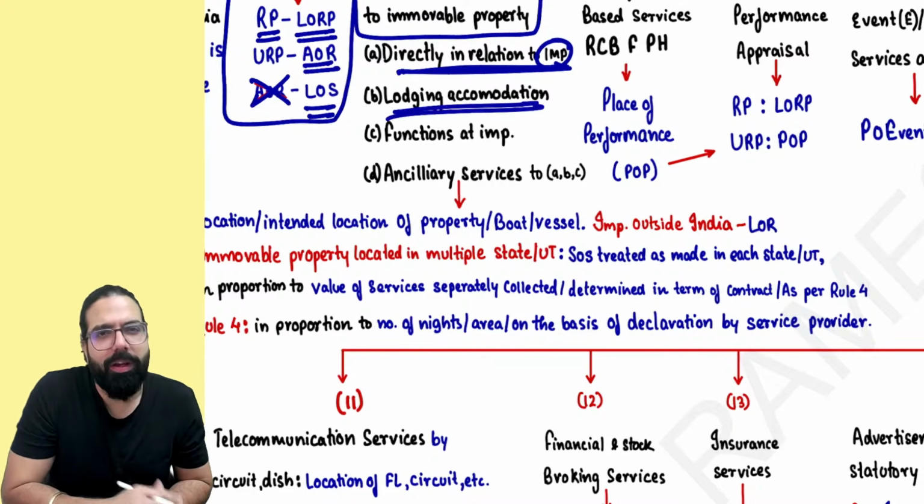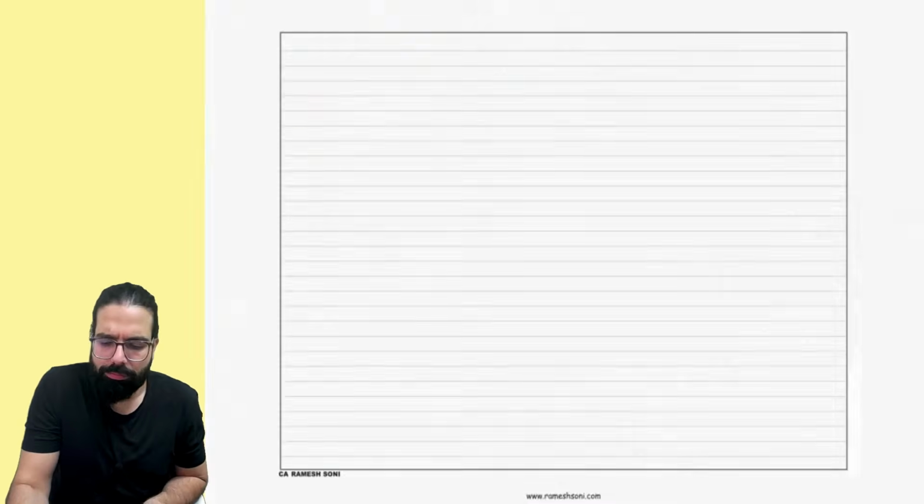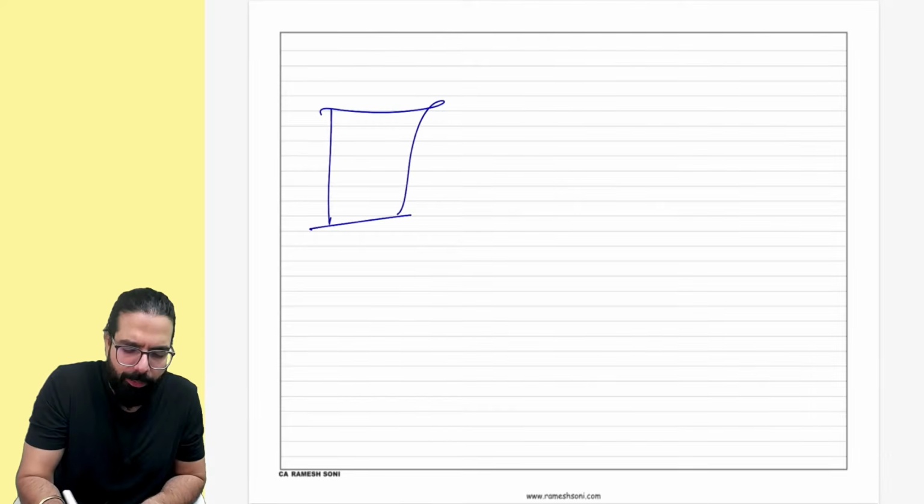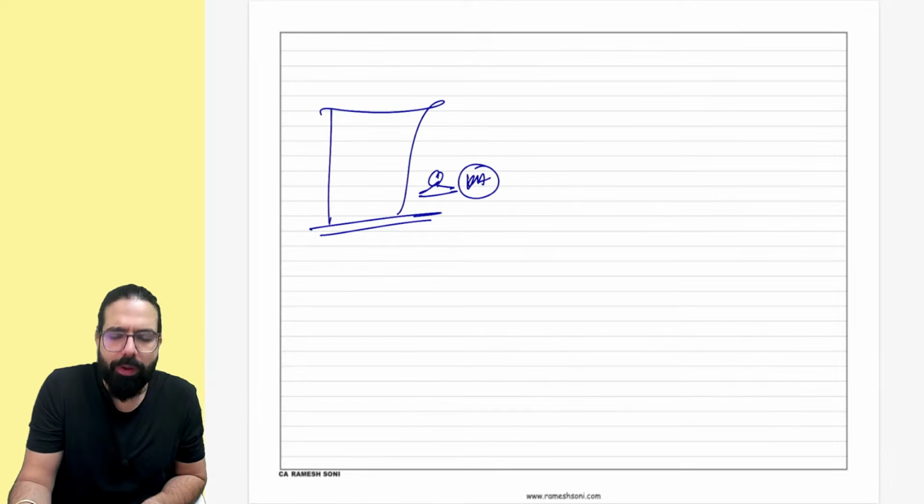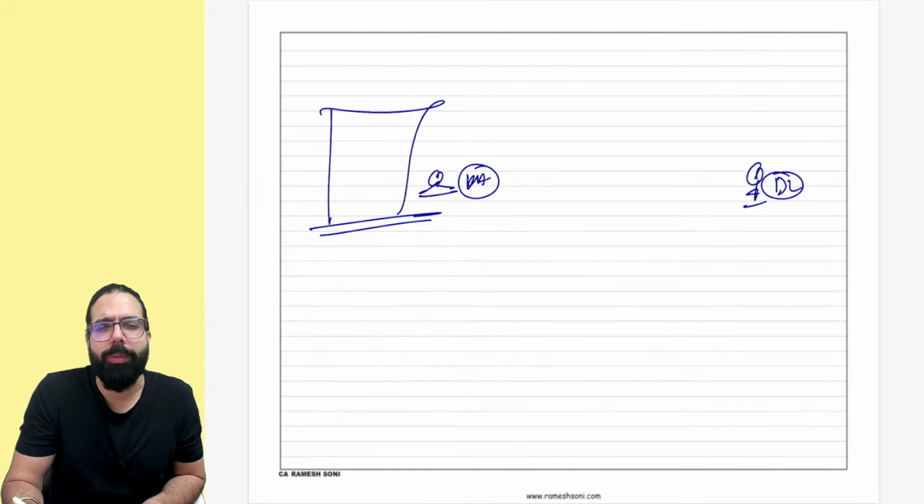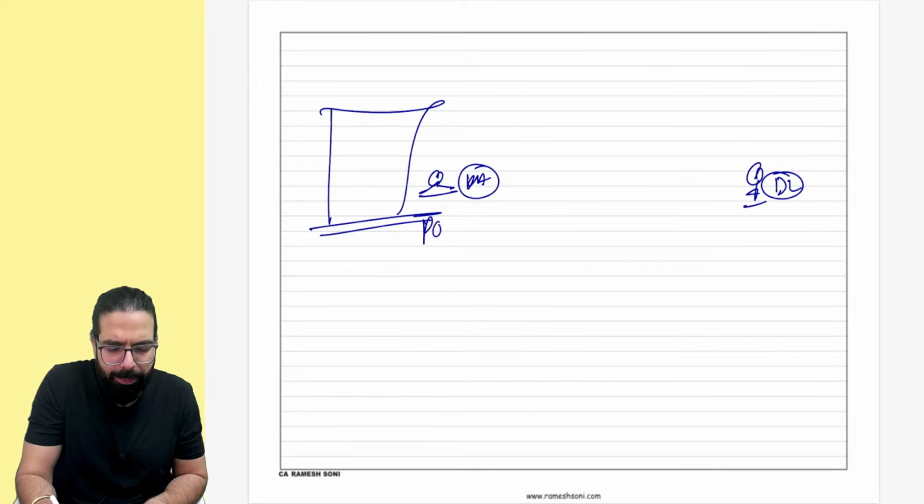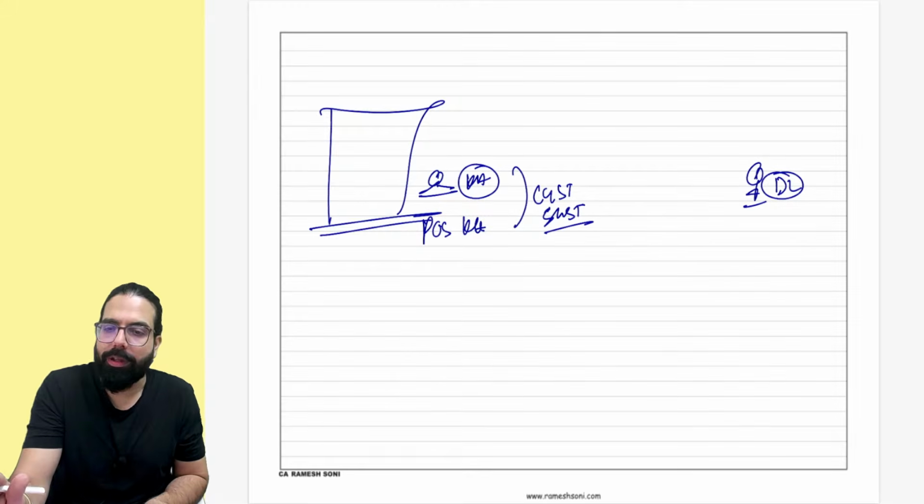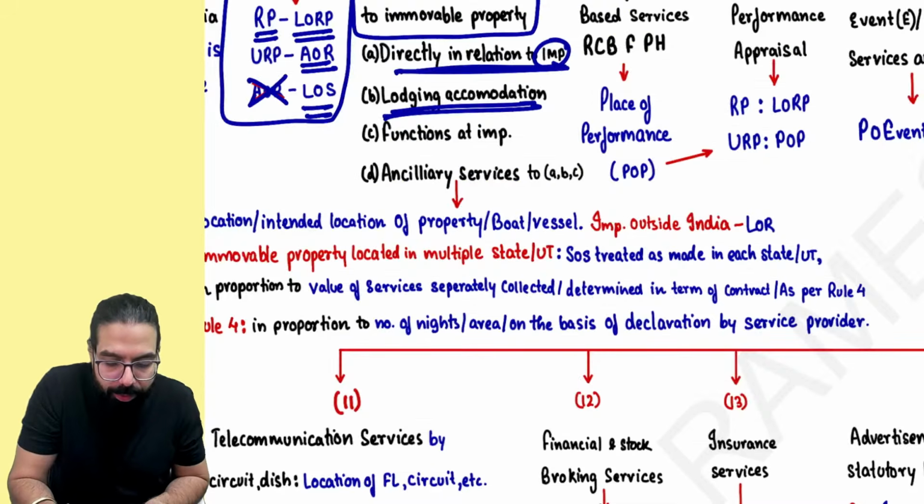Lodging accommodation service. For example, I have one hotel. I am the owner of the hotel. I am in Karnataka. You are coming from Delhi. You are a registered person in Delhi. Does not matter to me. If my hotel is in Karnataka, the place of supply is Karnataka only, and I'll charge you CGST and SGST.